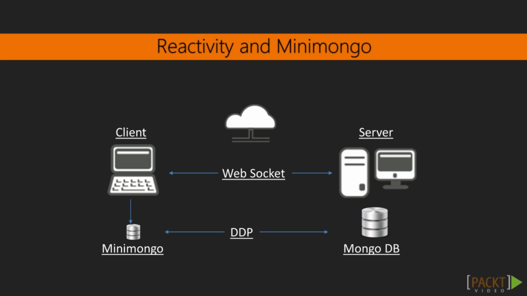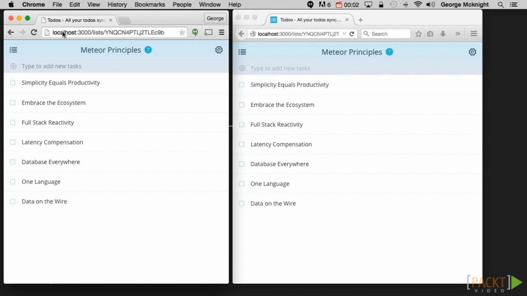To give you a better feel for how latency compensation appears to the user, I've prepared an example application from Meteor to show you the differences. Here we have one application on the left running in Chrome. On the right, we have the same application running in Firefox. So we're both connected to the same server.